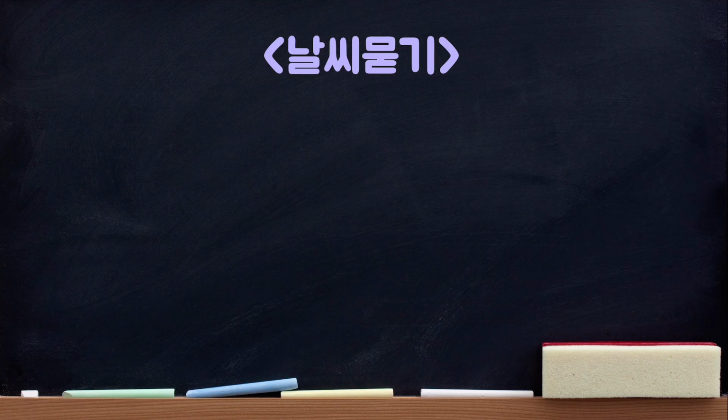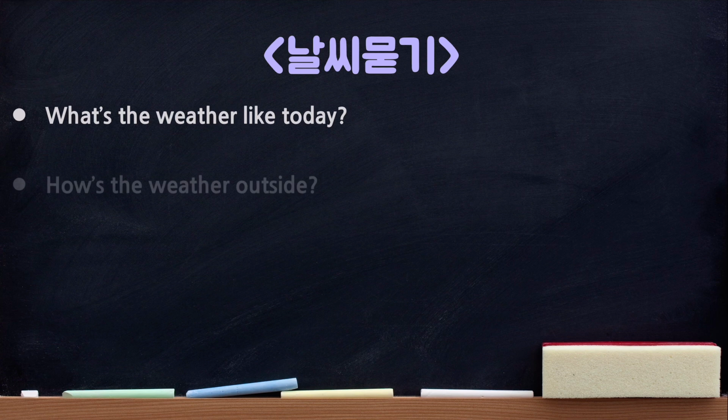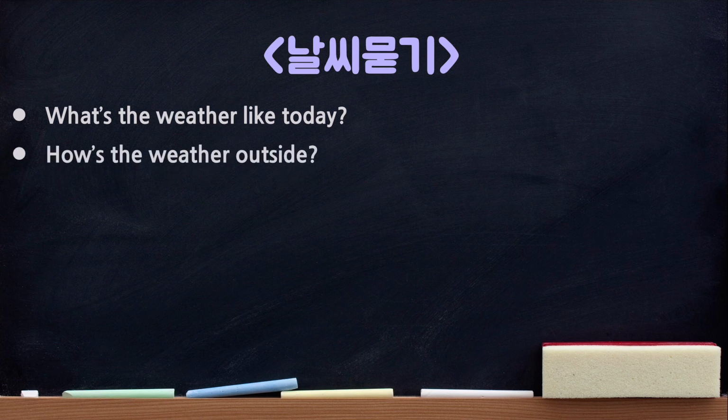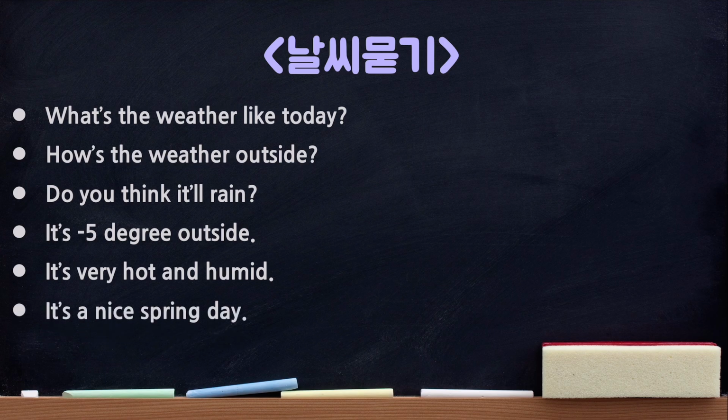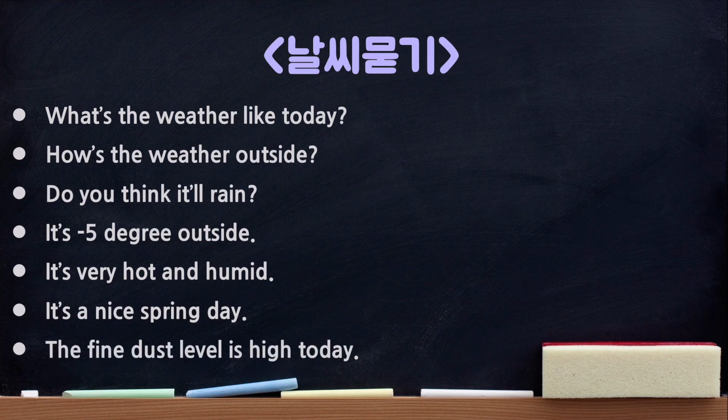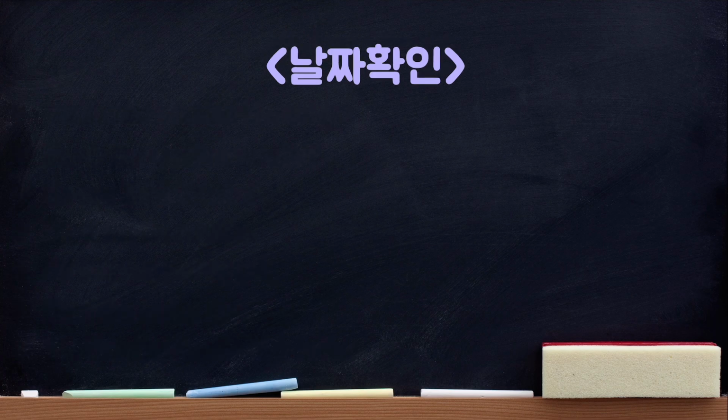What's the weather like today? How's the weather outside? Do you think it'll rain? It's -5 degrees outside. It's very hot and humid. It's a nice spring day. The fine dust level is high today.